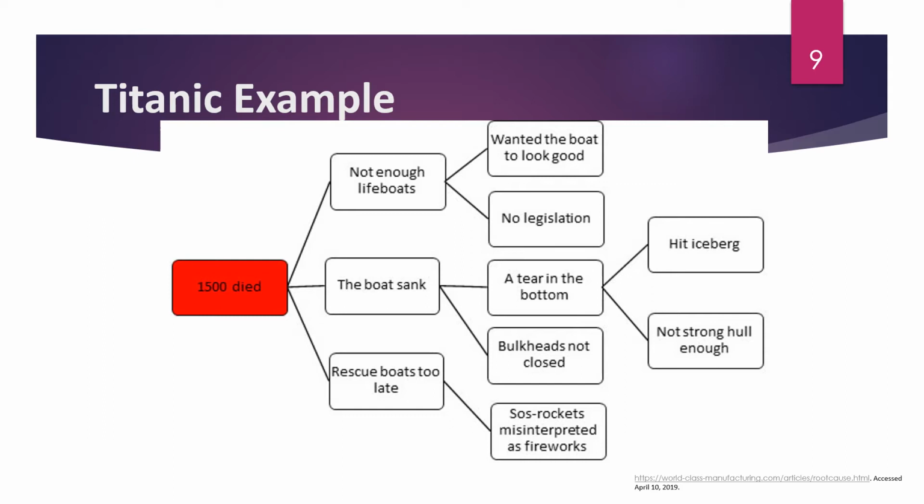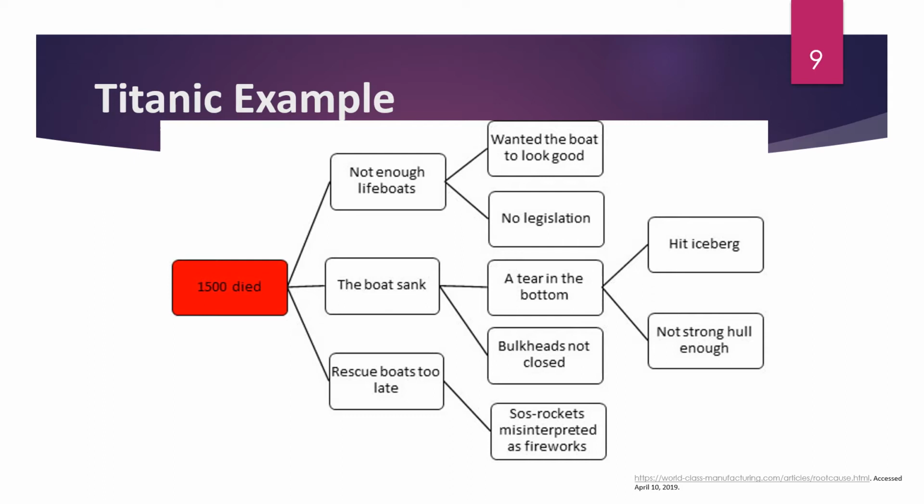1,500 people died. Then you have what are called first level causes, which are basically this first column of causes here: not enough lifeboats, boat sank, rescue boats too late. Additionally, you have other things here that are known as higher causes. Those are things outside of the first level. So that includes wanted the boat to look good, no legislation, a tear in the bottom, bulkheads not closed, SOS rockets misinterpreted as fireworks, hit iceberg, and not a hull that was strong enough, which can also be interpreted as higher level causes of why those 1,500 people died.